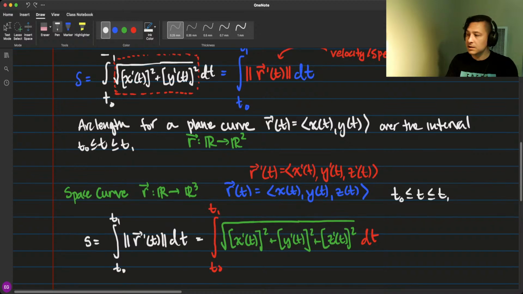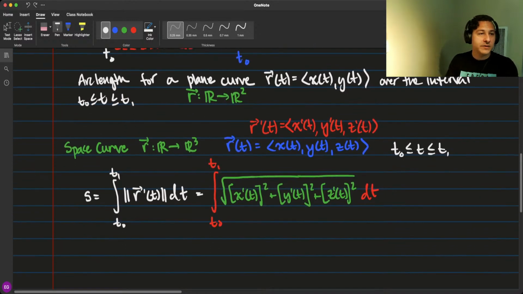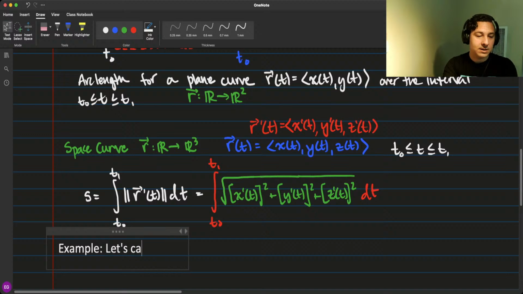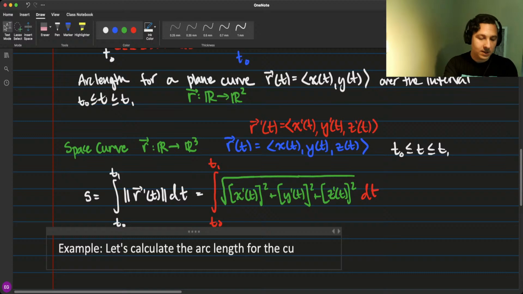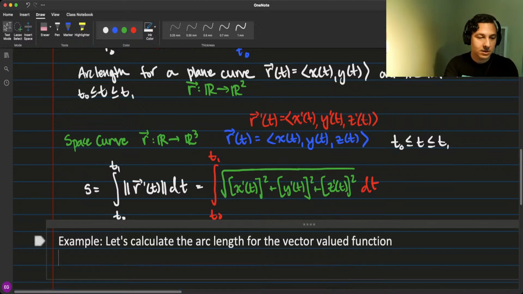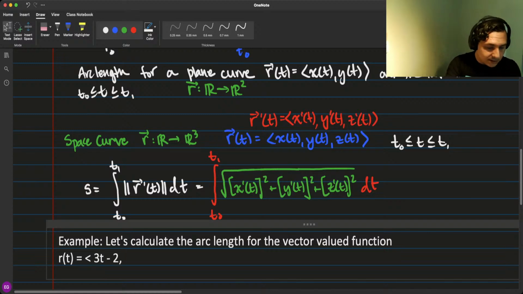Okay, I'm gonna scroll down just a little bit. Okay, cool. So for this example that we're gonna do, let's calculate the arc length for the vector valued function r of t equals, and let's give components. One component is going to be 3t minus 2, the other one is going to be 4t plus 5.